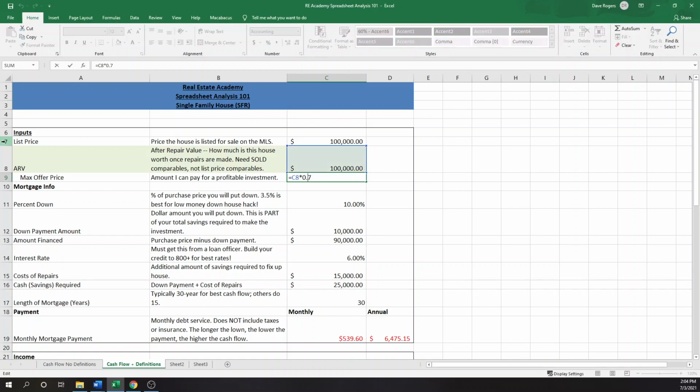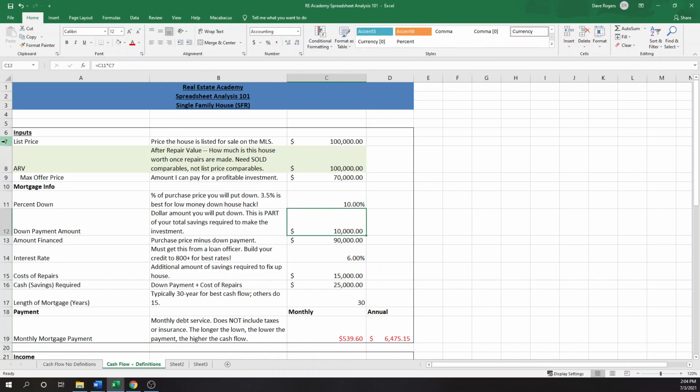F2 just shows that my formula here is that the max offer price equals C8, which is my ARV, multiplied by 0.7 or 70%. And that gives me this $70,000 number. Now, sometimes it's a deal given the list price. We'll figure that out down below. But a good way to operate is if I know that it's worth this and it's in bad condition and I have to do repairs and I pay this for it, then I have $30,000 of wiggle room to make some repairs and make sure that you're not underwater if the market corrects or something like that.